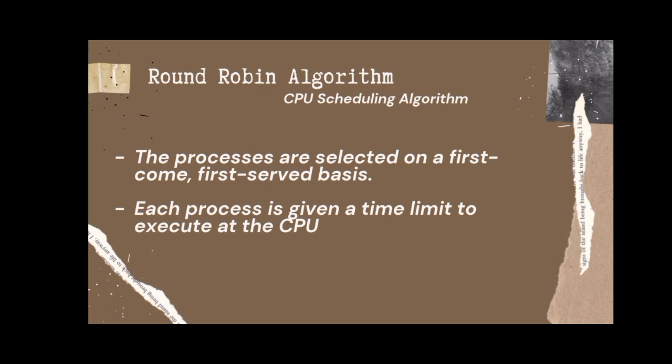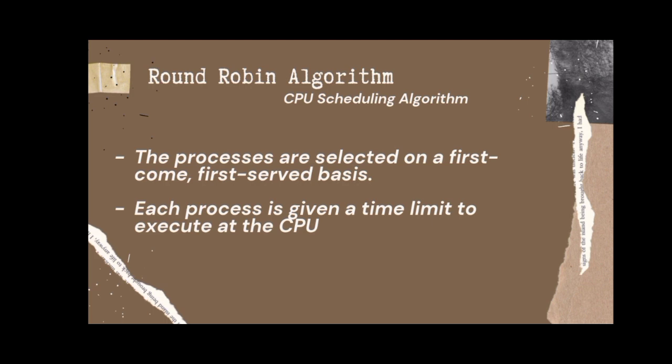Round-robin algorithm or CPU scheduling algorithm, it is in which the processes are selected on a first-come, first-served basis. Each process is given a time limit to execute at the CPU. Ibig sabihin, meron lang limit yung isang process para ma-execute siya sa CPU, then after, lalabas na siya. Then yung susunod sa kanya na process, and then the time limit na tinatawag is the time quantum.